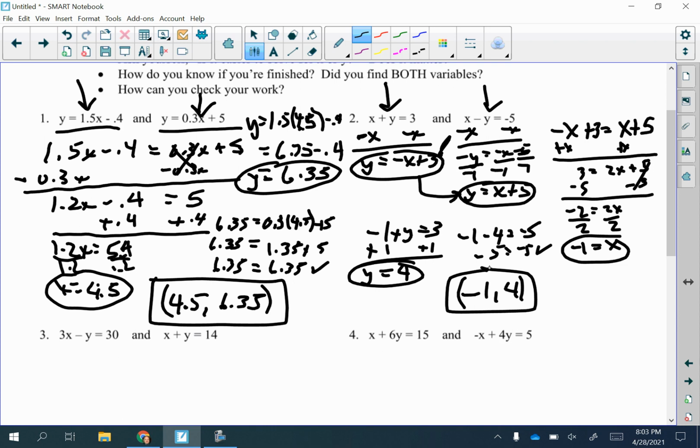So this is the symbolic way. And again, number 2 you could have done on a graph because we can see those integers on a graph easily, where number 1 would have been a little tougher. So let's go to number 3.